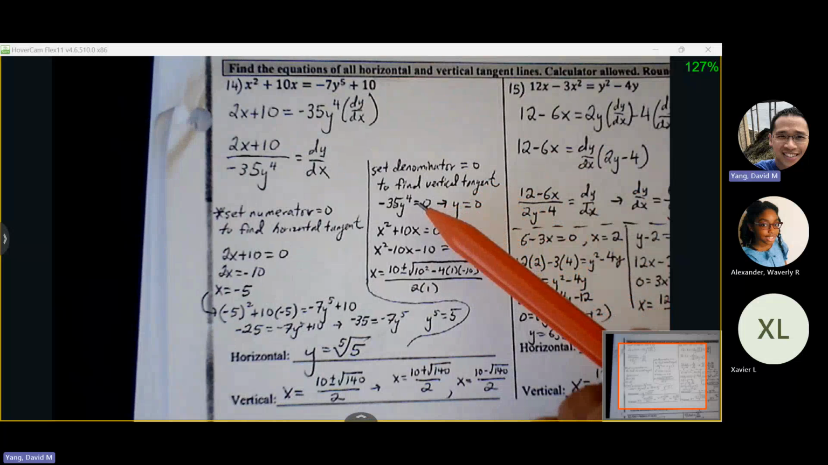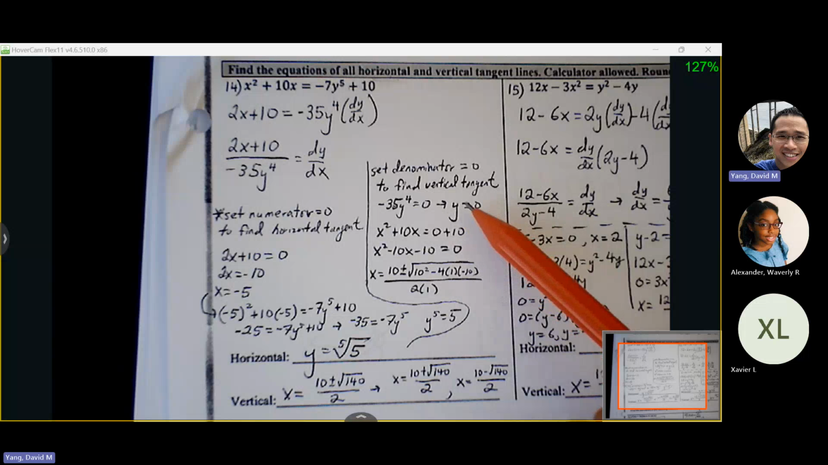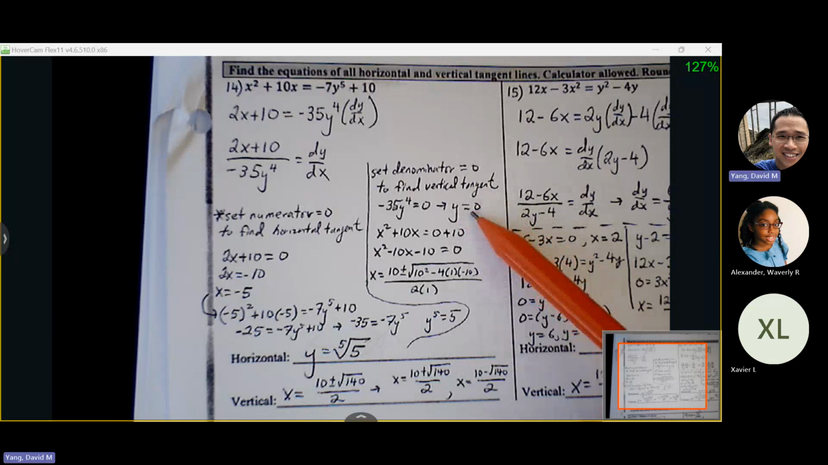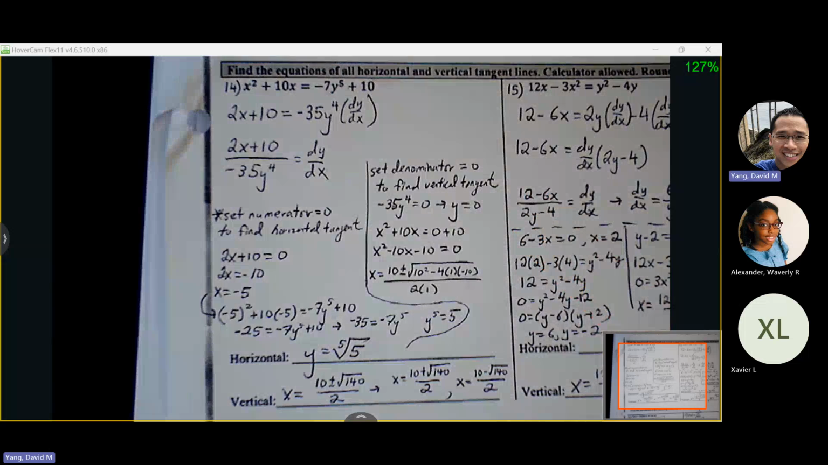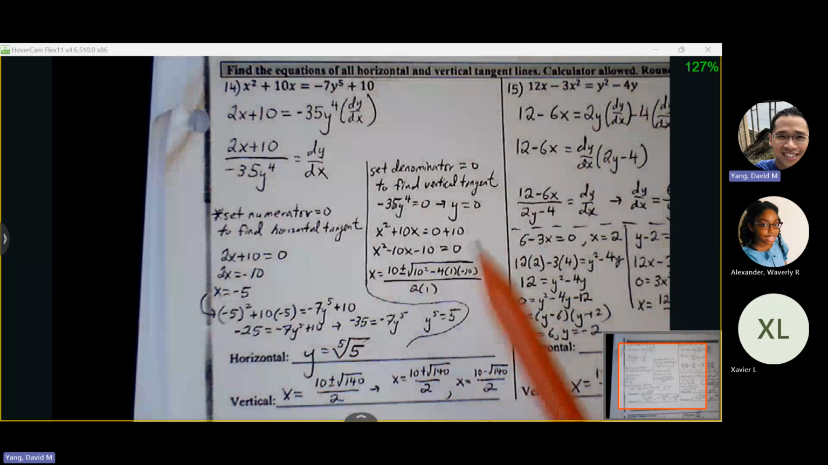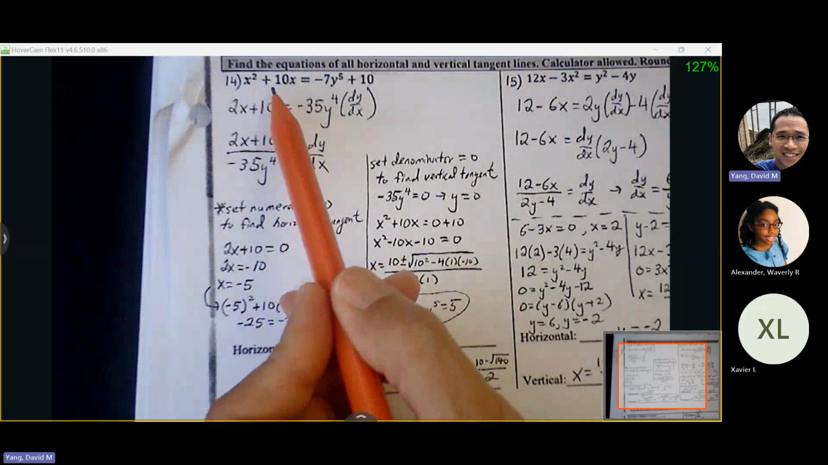Okay, a vertical tangent, I'm going to look at the denominator, set the denominator equal to 0, negative 35y to the 4th equal to 0, divide both sides by negative 35. So I get y to the 4th is equal to 0, take the 4th root of 0, I still get 0. But y equals 0 is a location, but it's not a vertical tangent line. I need the x equals as a vertical tangent.